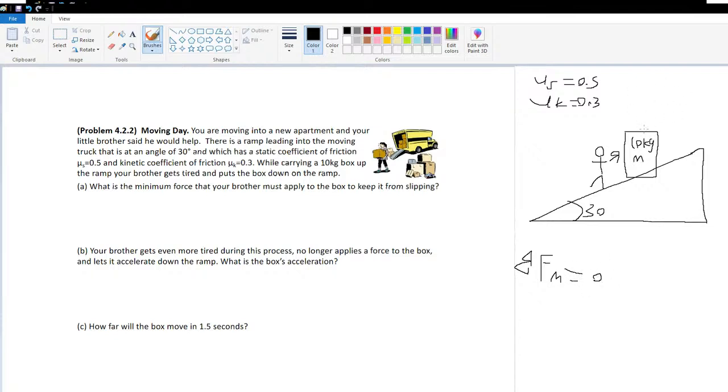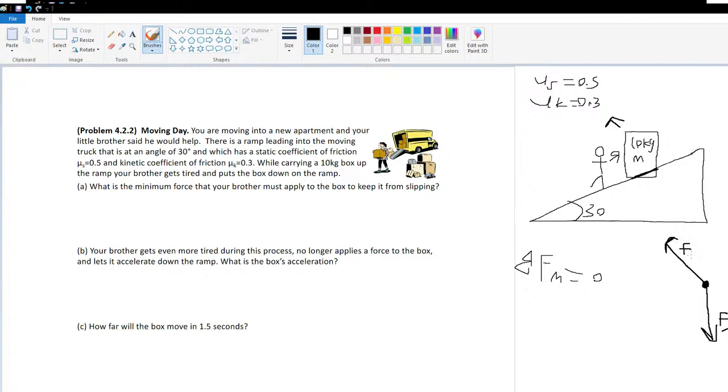So we have to figure out what forces we have on this box and what we need to balance them out. We can draw a nice free body diagram. Like any object, it has the force of gravity going straight down. And because it has gravity, it has the normal force. But because it's sitting on a ramp, that normal force is perpendicular to the plane it's on, so it goes off at an angle.